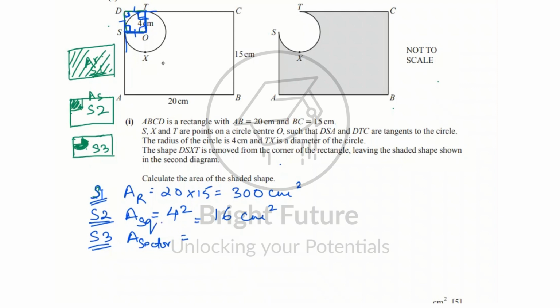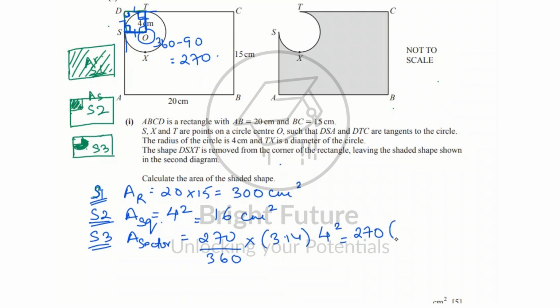Sector, find out the reflex. Reflex is 360 minus 90, which gives us 270. So 270 upon 360 multiplied by pi r square. So it's going to be 4 square, which gives me 270 into 3.14 into 16 whole upon 360, which is 37.68 centimeter square.